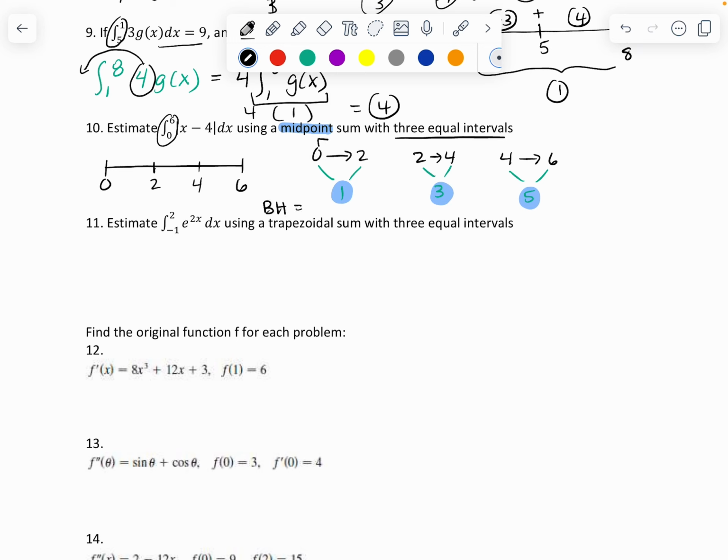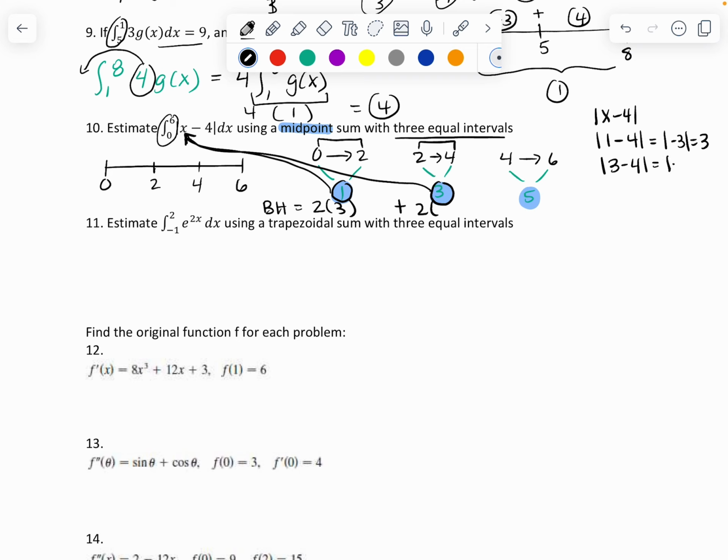The base of this first rectangle is the distance from 0 to 2, which is 2. The height I get by plugging this 1 into my equation, the absolute value of x minus 4. If I plug in x equals 1, I get the absolute value of 1 minus 4, which is the absolute value of negative 3, which is 3. So the height here is 3. Let's do the next one. The base of this rectangle is the distance from 2 to 4, which is 2. My height, again, I get from plugging 3 into here. Let's do that on the side. The absolute value of 3 minus 4 is the absolute value of negative 1, which is just 1. So the height is 1.